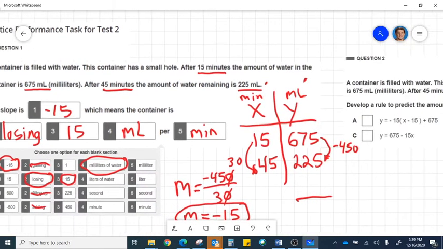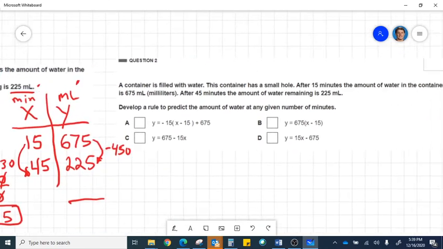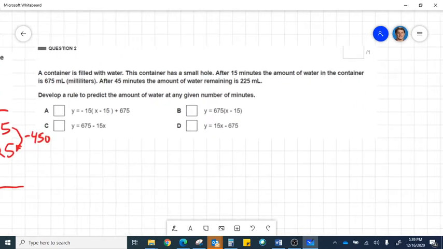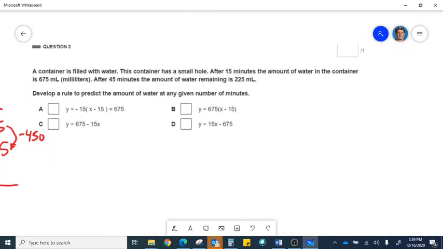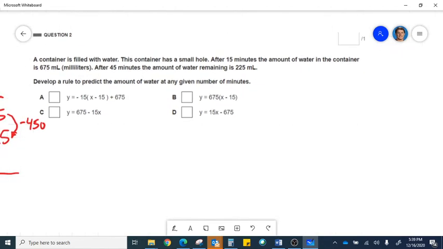Okay, now let's move over and look at the same scenario for question number 2. Same scenario. It says the container. We still have the same points right here. So remember we were talking about point slope form, right?